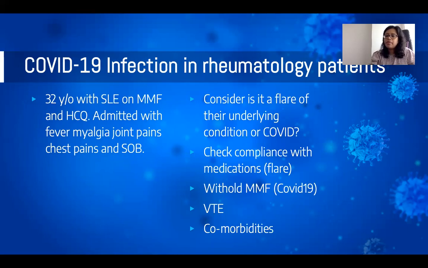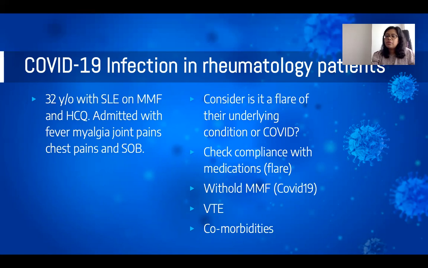So in terms of this situation, if you think she's got a coronavirus infection, you would want to withhold the mycophenolate, and as long as the renal function is fine, you can continue with the hydroxychloroquine. Also consider VTE, which we should be doing for all our patients being admitted. But if she's also got a condition called antiphospholipid syndrome, which can be associated with lupus, all the more to consider VTE.